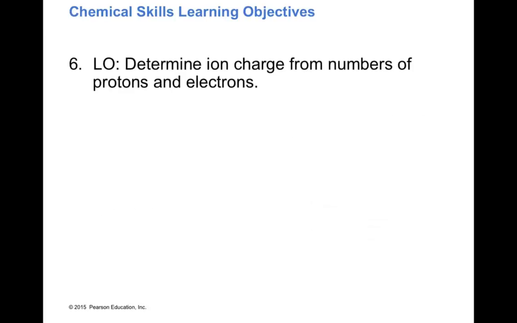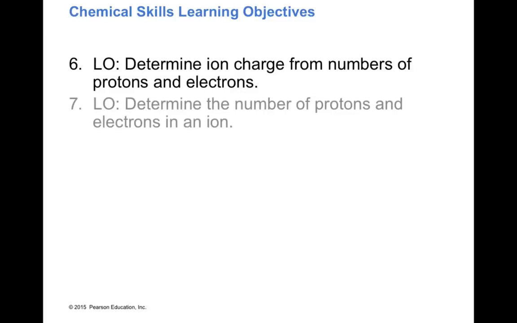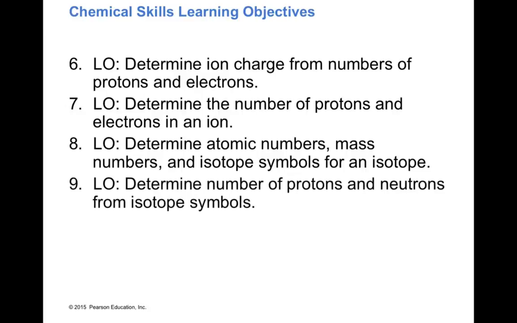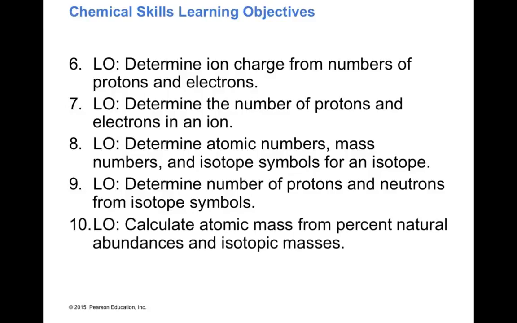Also, you will be able to determine ion charge from numbers of protons and electrons, determine the number of protons and electrons in an ion, determine the atomic numbers, mass numbers, and isotope symbols for an isotope, determine number of protons and neutrons from isotope symbols, and also calculate atomic mass from percent natural abundances and isotopic masses.